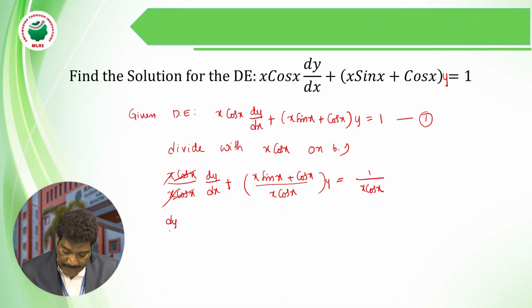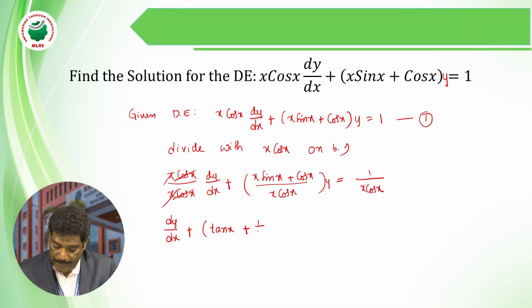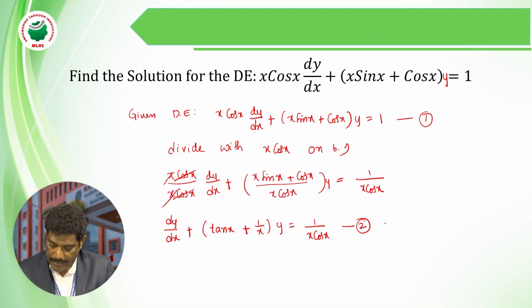Remaining is dy by dx plus, here we need to rewrite the two terms. The first term becomes tan x, plus the second term becomes 1 by x, into y equals 1 by x cos x. Take this as equation number 2. Now this is the standard form of a linear differential equation in y. Right? So this is a linear differential equation in y.